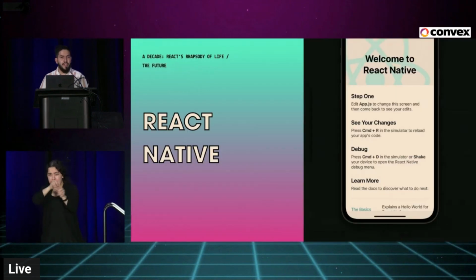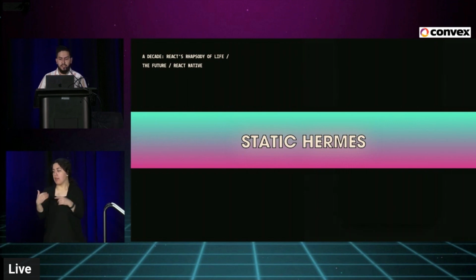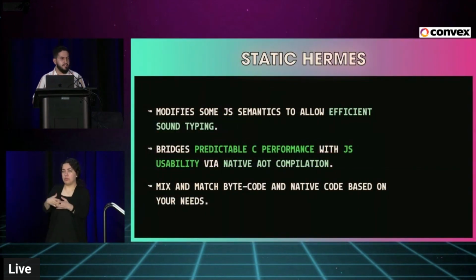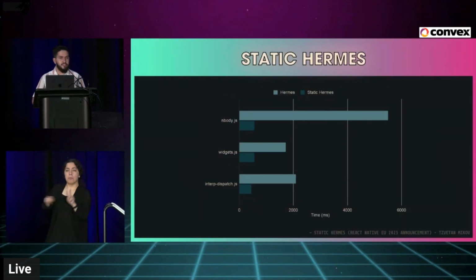I also feel like I have to highlight what's going on in the React Native realm, especially because it's been a while since I listed React Native, so it's easy to just keep an eye on what's happening on the web. But there's Static Hermes, which is basically an improvement to the Hermes JS engine. And Static Hermes aims to modify the JavaScript semantics to allow efficient sound typing. And the idea is that it bridges the predictable C performance with the usability we can have in JavaScript via native ahead-of-time compilation. And you can mix and match bytecode and native code based on your needs. I urge you to watch this amazing session by Tzvetan Mihaylov, one of the guys on the team working on that. But the benchmarks are super, super promising.